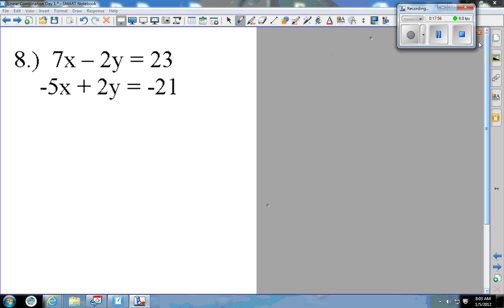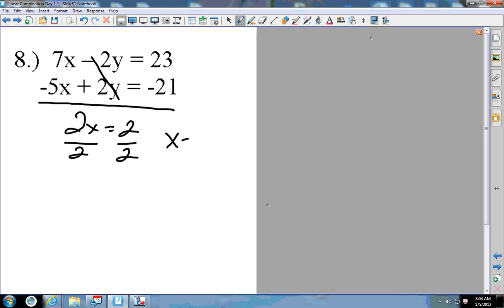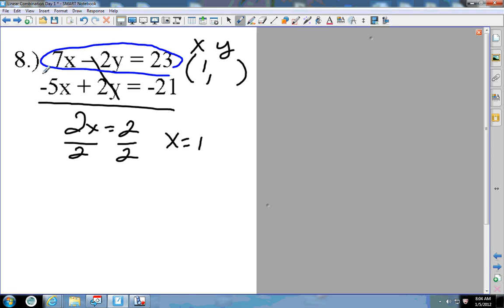Okay, here we go. First off, when we go through to eliminate, which letter looks the same? These y's are going to eliminate. I get 2x equals 2. Divide by 2. X equals 1. So for my solution, I have 1 and I need to find the y number. Doesn't matter which one you choose. I'll go ahead and choose this top one.